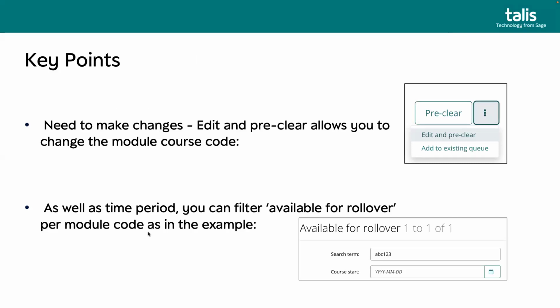Things to bear in mind when you are rolling over scans. You have the choice either to pre-clear or edit and pre-clear scans that you want to roll over. Pre-clear literally just means I'm going to roll over everything exactly as it is, but I'm just going to choose the new start and end dates. Edit and pre-clear will allow you to do things like change the course numbers or change the course code. So maybe you've got a scan which is currently on course ABC123. That course has now been renamed and there are 20 more students taking it. This is your chance to make those edits at the point you do the rollover.